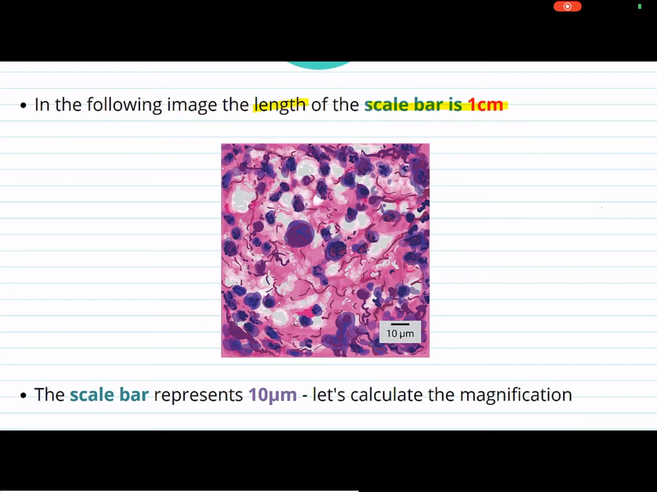So remember, we've got two measurements. We've got an image size and a real size. Here's the scale bar, and in real terms, as in reality, the length of this bar is 1 centimetre. So this is actually 1 centimetre, whereas it represents 10 micrometers. So the scale bar represents a distance of 10 micrometers. So we can calculate the magnification now that we know the image size and the actual size.